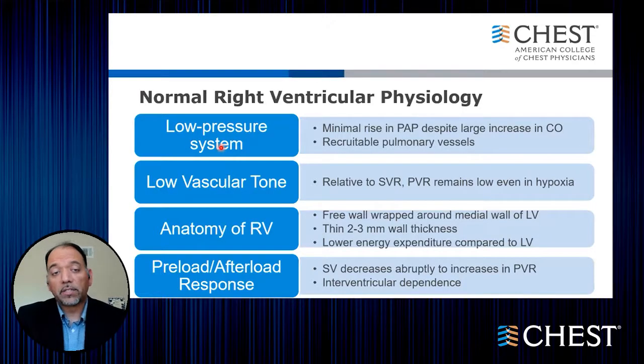I think it's important when we discuss right heart failure that we understand the normal right ventricular physiology and anatomy, because that will inform how we proceed with this topic. Under normal conditions, the right ventricular system is a low pressure system. That means that pulmonary arterial pressures will only rise minimally, even when the cardiac output increases. And this is because of recruitable pulmonary vessels. So again, really bringing home the fact that the RV and the pulmonary circulation is a low pressure system.